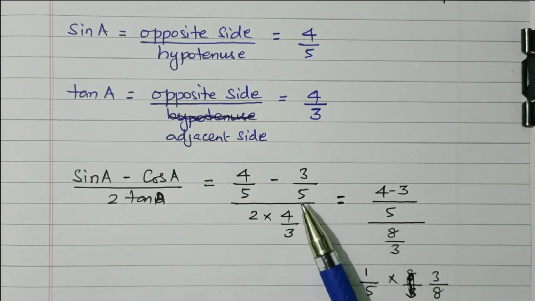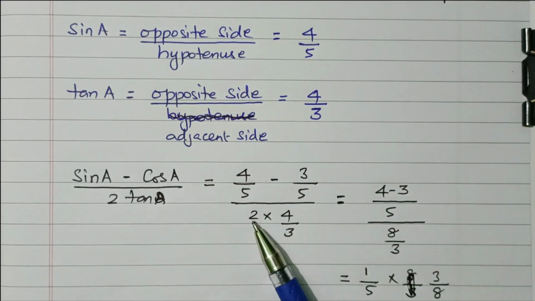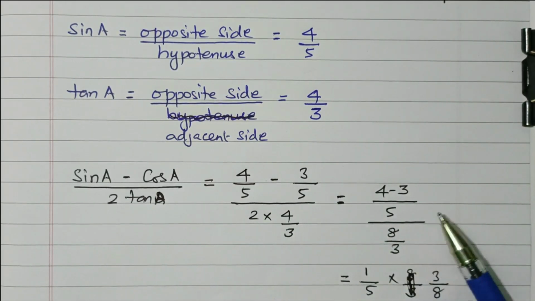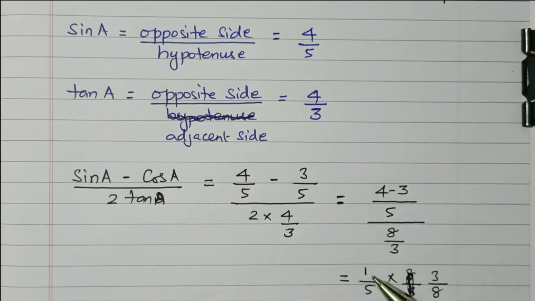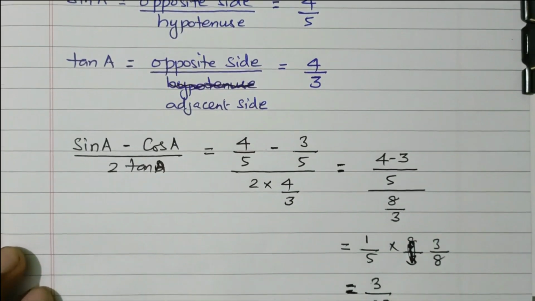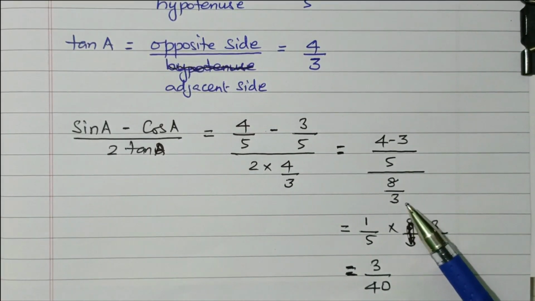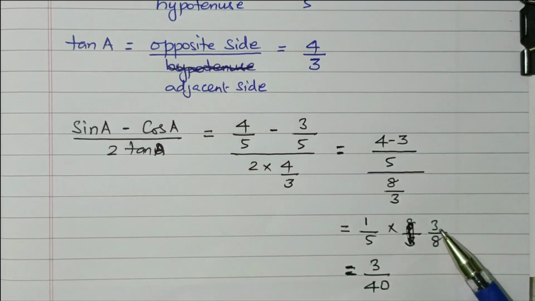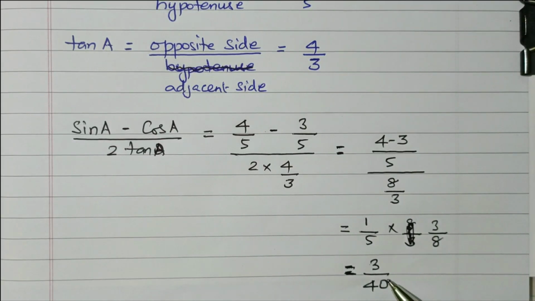So take the 5 common, so that (4 minus 3) by 5, here 2 into 4, 8 by 3, right? So 4 minus 3 means is 1 divided by 5, right? This value is 1 divided by 5 divided by 8 by 3. While going to the numerator, it becomes 3 by 8, right? So that it is 3 divided by 5 into 8 is 40. 3 divided by 40. The value is 3 divided by 40, right?